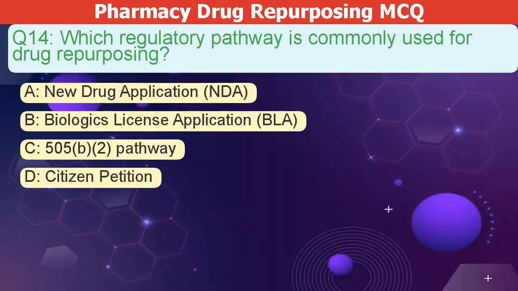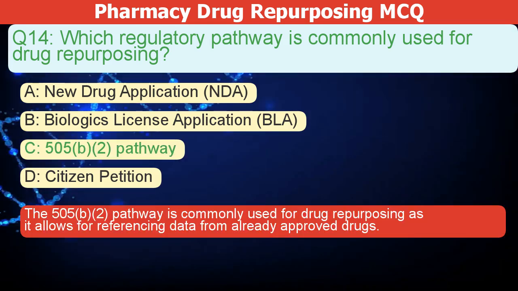Which regulatory pathway is commonly used for drug repurposing? A. New Drug Application, NDA. B. Biologics License Application, BLA. C. 505(b)(2) pathway. D. Citizen Petition. The correct answer is C.